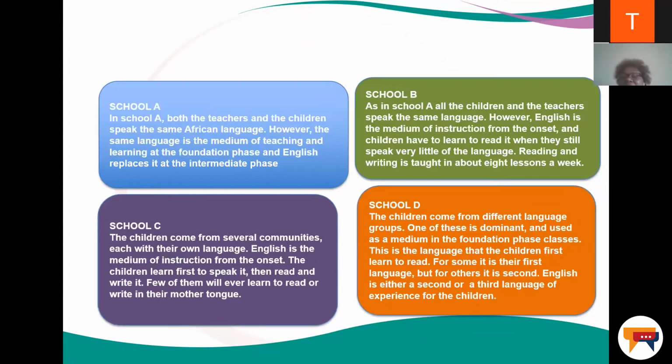Here's another situation. The children come to school from different language groups. One of these is dominant and used as a medium in the foundation phase. This is the language that the children first learn to read. For some, it is their first language, but for others, it is a second language. English is either a second language or a third language experienced by the children. Now, these are the scenarios. These are some of the situations you will find in schools when you finish your teaching and go to schools. So it's very important to remember that you'll find these situations in South Africa.